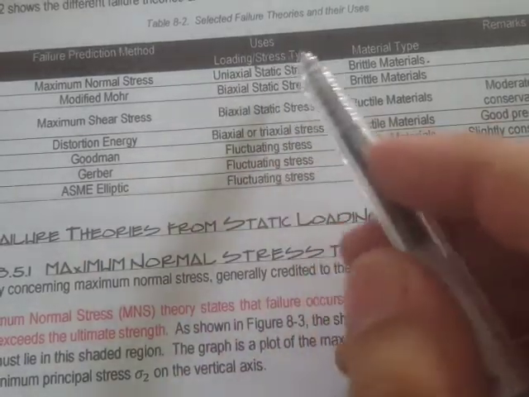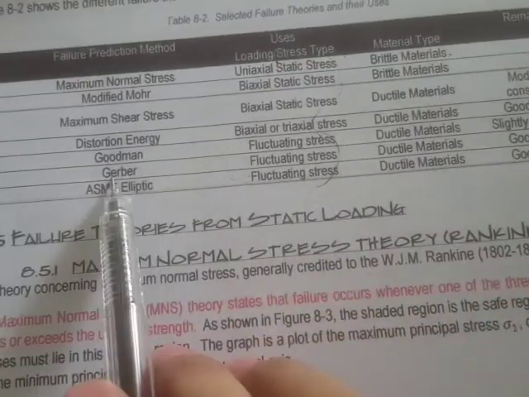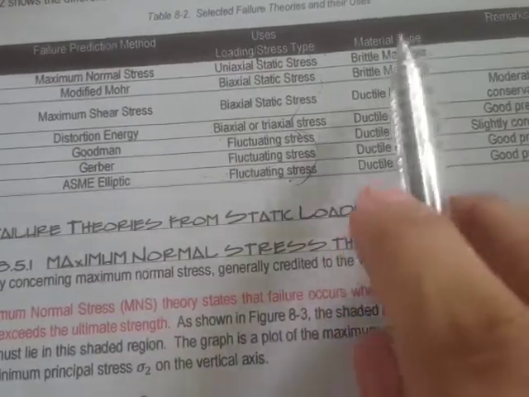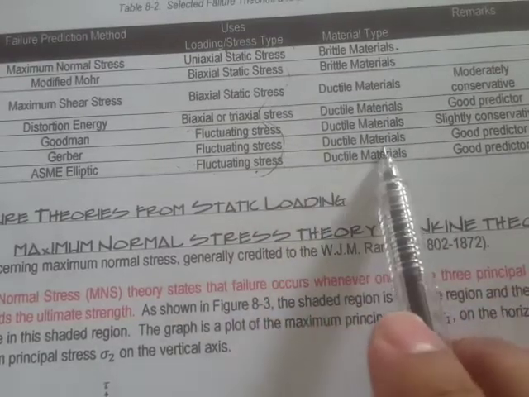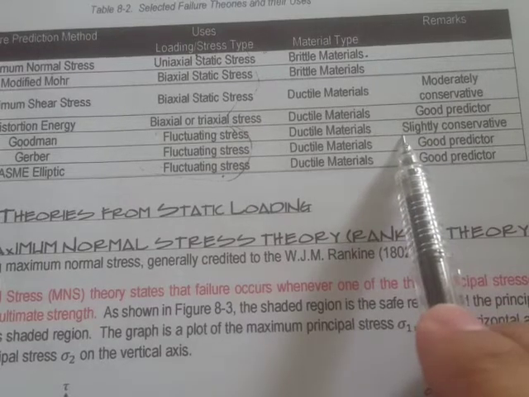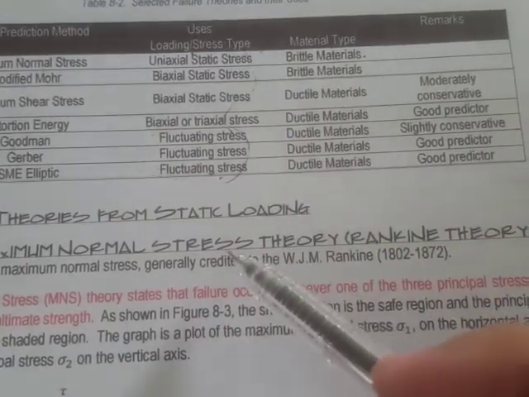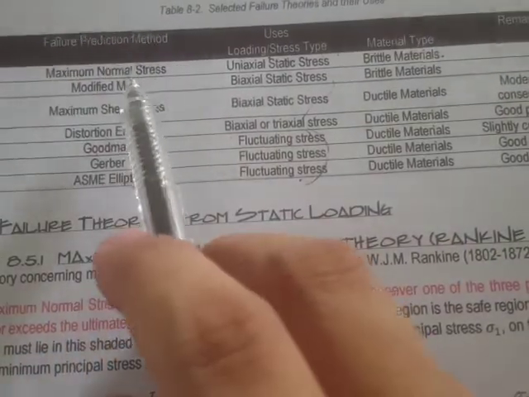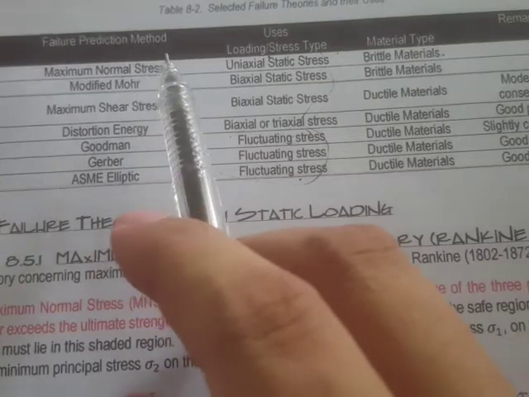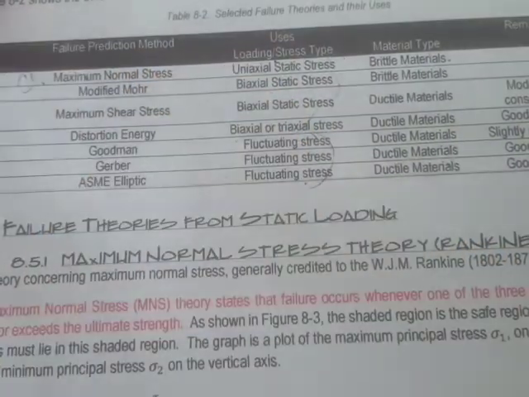And all this from 1 to 4, we have a static stress. And from 5 to 7, these are failure theories for fluctuating stress, and these are applicable for ductile materials. So right here we have remarks regarding the example, if it's slightly conservative or it's a good predictor or things like that. Okay, so there are still many other failure methods or failure criteria that are not listed here, but these are the ones that we will discuss. Okay, so for the first one, we'll discuss the maximum normal stress.